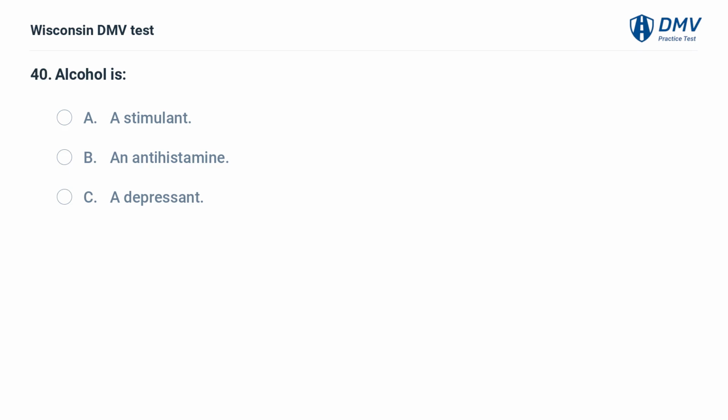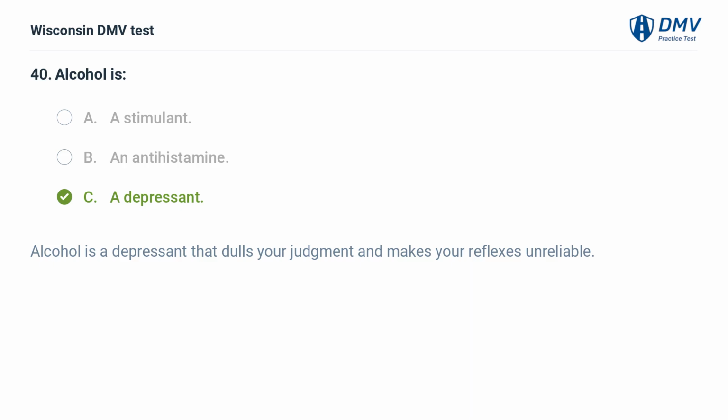Alcohol is A. a stimulant, B. an antihistamine, C. a depressant. C. a depressant. Alcohol is a depressant that dulls your judgment and makes your reflexes unreliable.